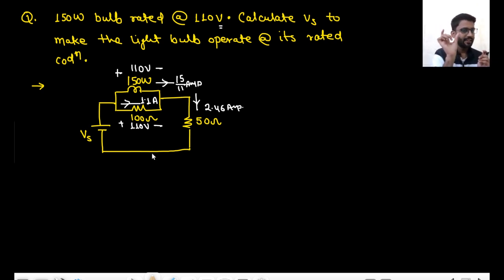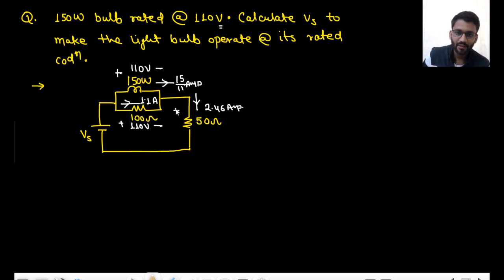Look, it is working at rated condition, so 1110 will be going here. That means 1.1 ampere current is there. Now I know the voltage, I know the power. That means 15 by 11 ampere current is flowing through the bulb and 1.1 ampere current is flowing through this resistor. Now the addition of both currents is going into 50 ohm. So 15 by 11 plus 1.1 would be 2.46, and 2.46 into 50.